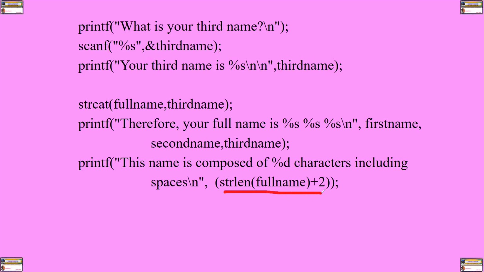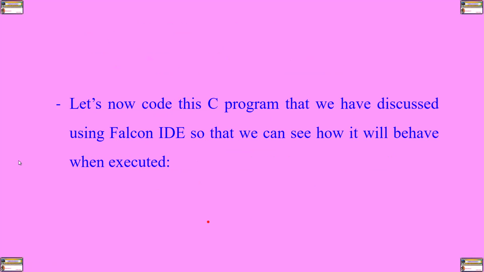And those are the number of characters that will be displayed on the screen. So if the number of characters in your name are, for example, 20, this statement will read as follows: This name is composed of 20 characters, including spaces. Very important. And then this statement will tell the compiler to take the control back to the operating system and end the program.